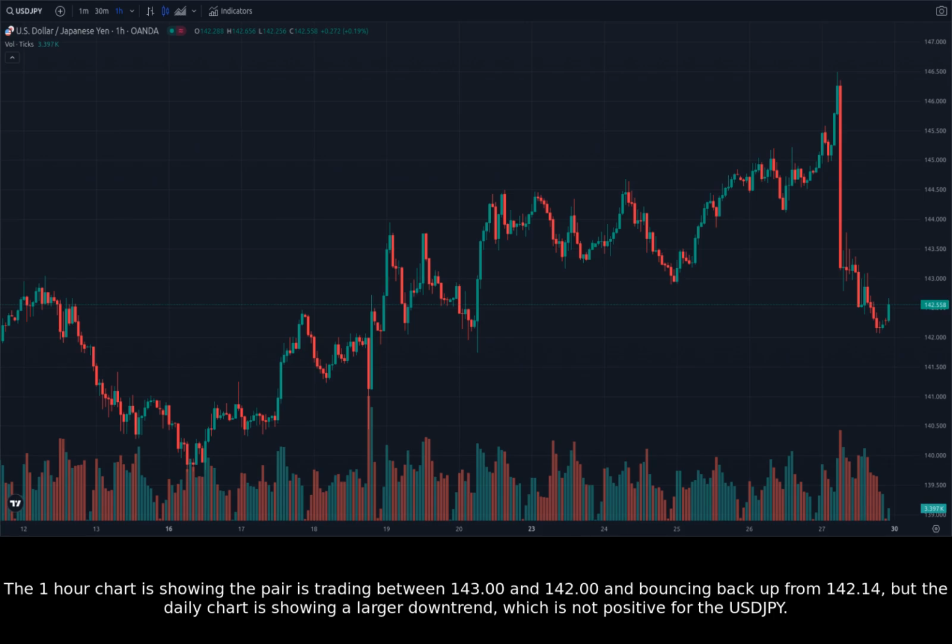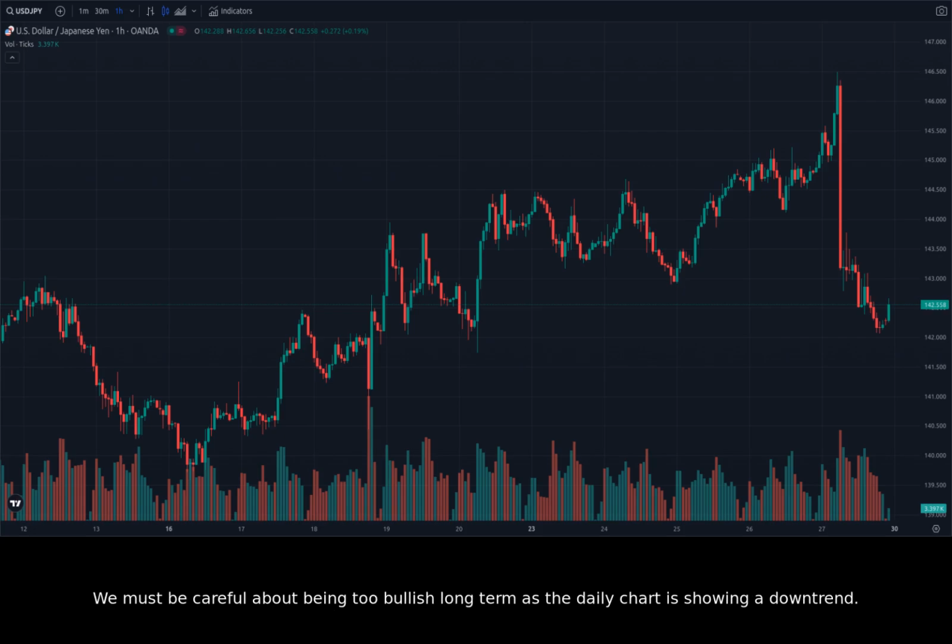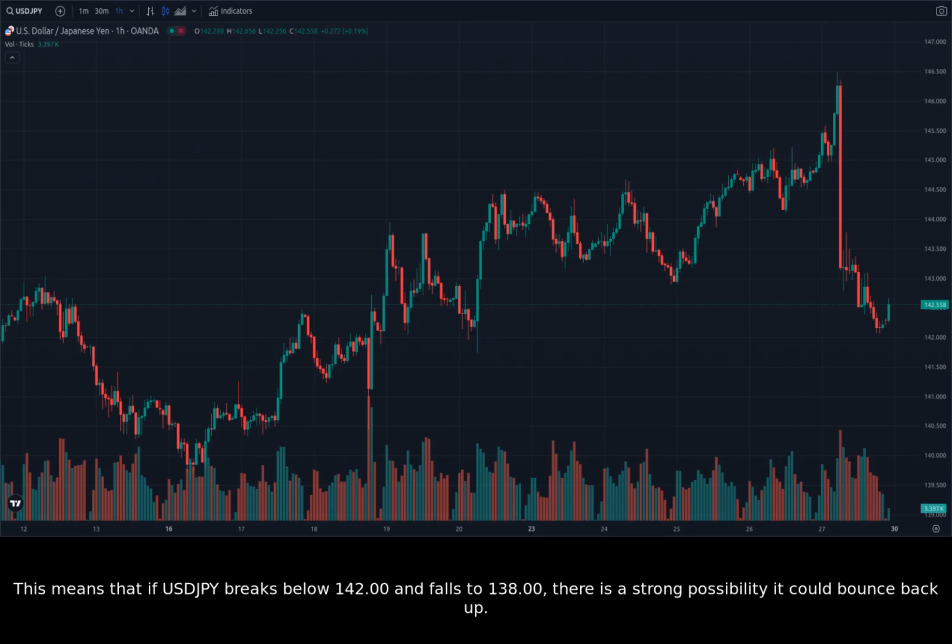The 1-hour chart is showing the pair is trading between 143.00 and 142.00 and bouncing back up from 142.14. But the daily chart is showing a larger downtrend, which is not positive for the USDJPY. We must be careful about being too bullish long-term as the daily chart is showing a downtrend. However, we can also see that the daily chart shows a strong level of support at 138.00. This means that if USDJPY breaks below 142.00 and falls to 138.00, there is a strong possibility it could bounce back up.